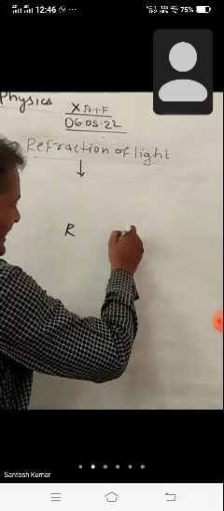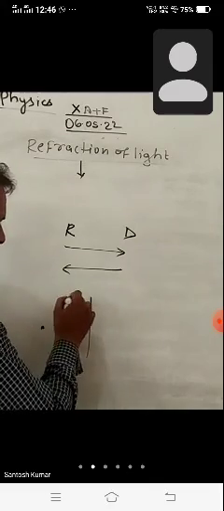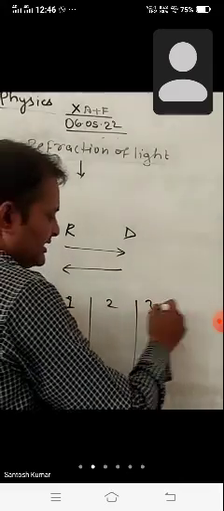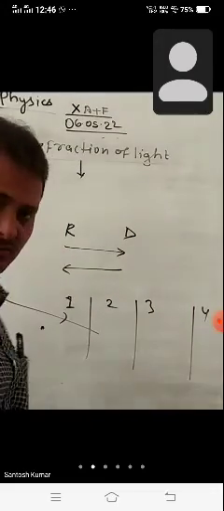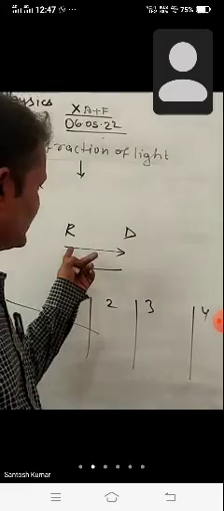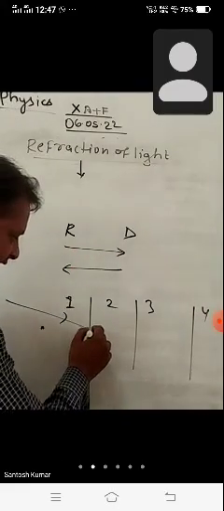I have just mentioned two terms, rarer and denser. So either the light ray will move from this to this or this to this. Only there is a change of medium. Suppose you say, sir, here the first medium is there, here the second, here the third, here the fourth medium is there. If the light ray has to travel along all this, then how can you say the speed will increase or decrease? So just take care here.